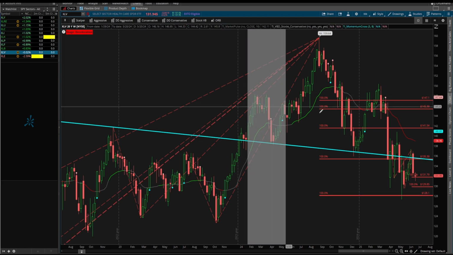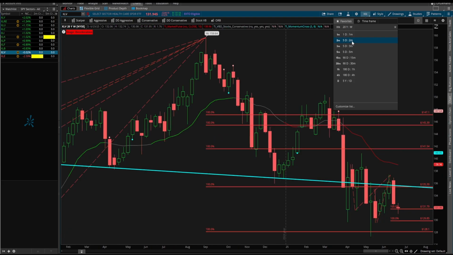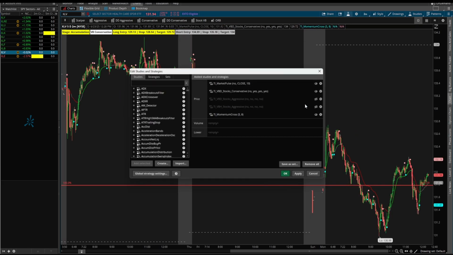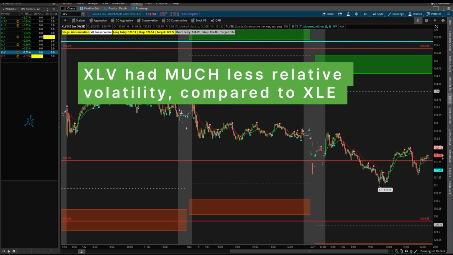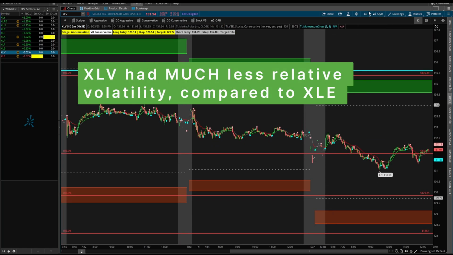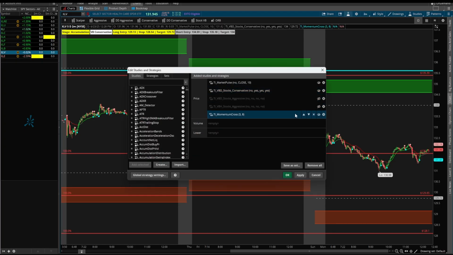So XLV, another one I built a position in. And if we come into the intraday time frame, XLV, you'll see the daily model is conservative, nowhere near being breached. So not enough volatility as we saw inside of XLE. However, XLV did still have some interesting volatility throughout the day.